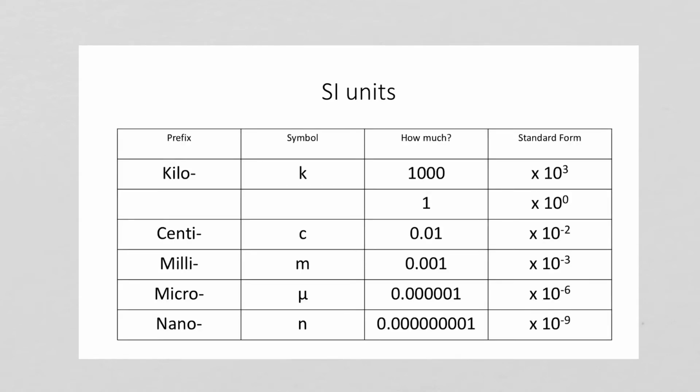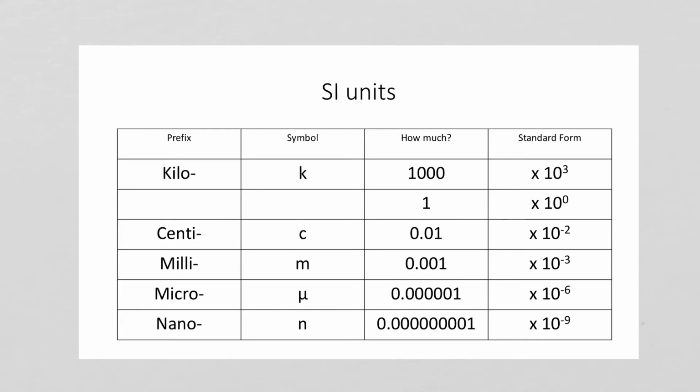We're going to focus not so much on the units, we're going to focus on the prefixes, so the bit that goes before the unit. They have a very specific symbol and they mean essentially a number. So for example, kilo, which has the symbol of a lowercase k, means 1,000. And if we do 1,000 in standard form, it's going to be times 10 to the 3. Centi means 1/100th.